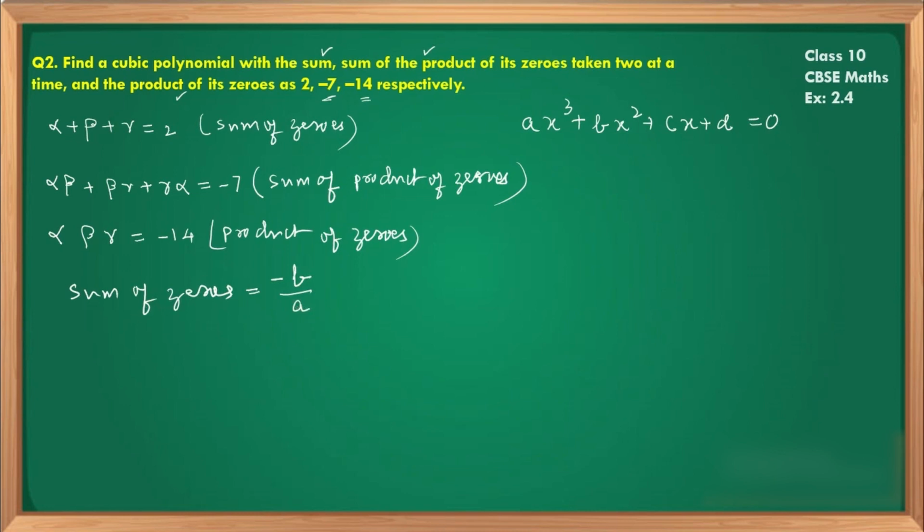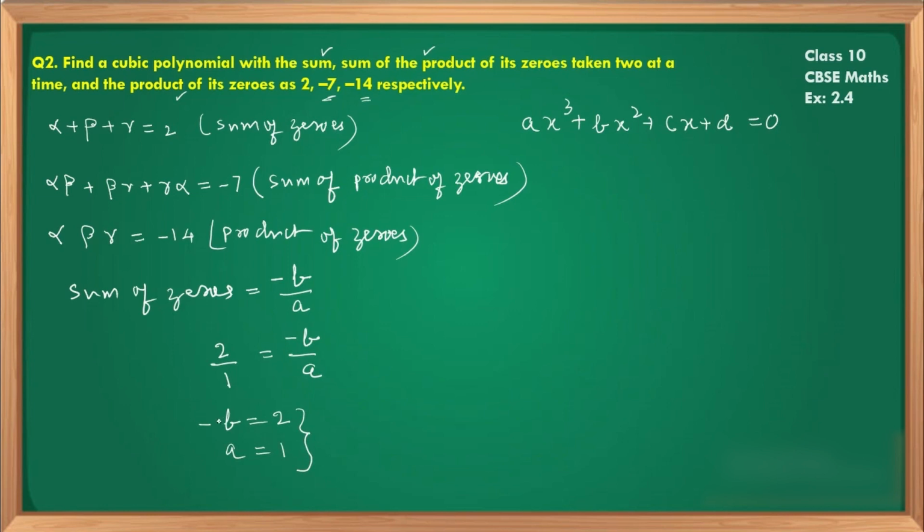Now for sum of zeros, we have 2 here. We write down 2 is equal to minus b by a. Here in the denominator we don't have anything, so we can write down 1. Now minus b is equal to 2 and a is equal to 1. Now we could find out two values, that is a and b.